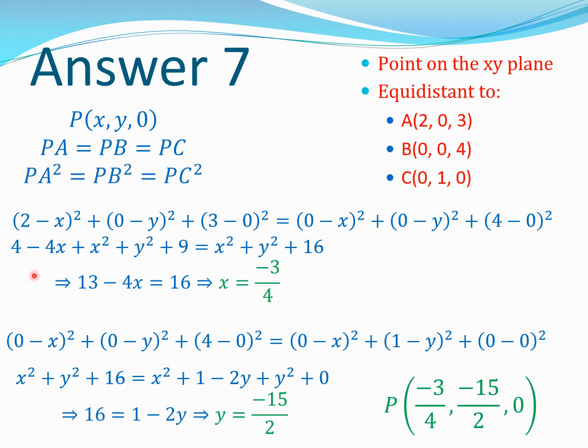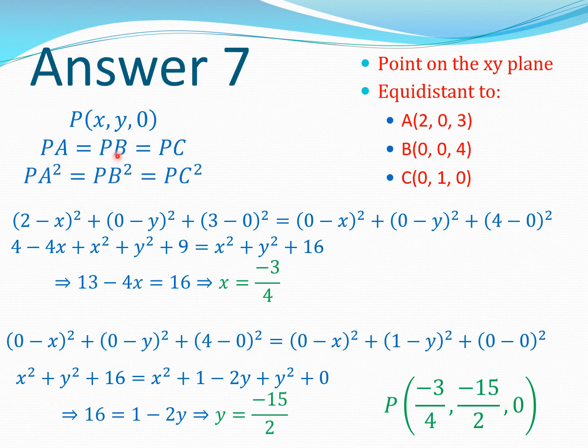Now let's simplify both sides. (2 minus x) square gives me 4 minus 4x plus x square. This gives me y square. This gives me 9. And here I get x square plus y square plus 16. I do some cancellations as far as x square and y square are concerned. So I get immediately 9 plus 4 is 13 minus 4x equals 16, which gives me x is negative 3 by 4.